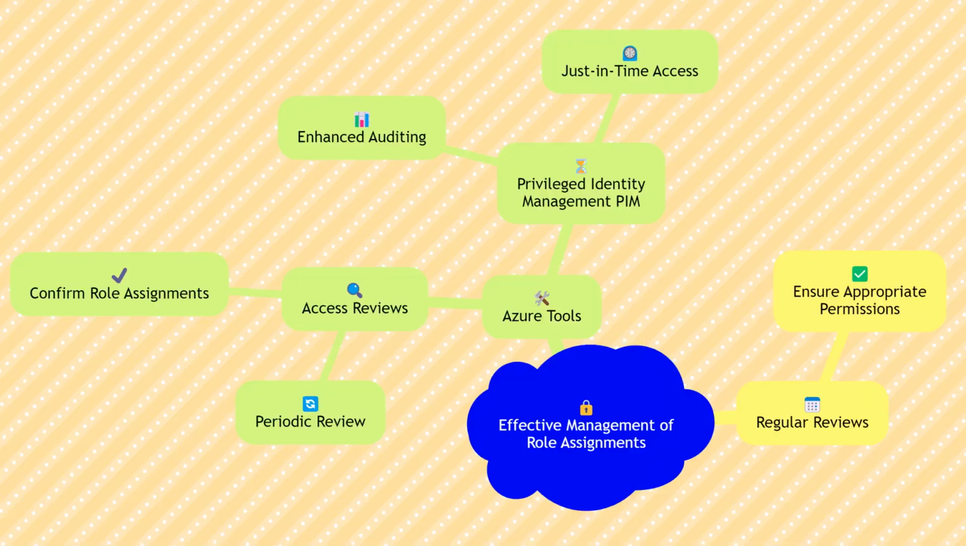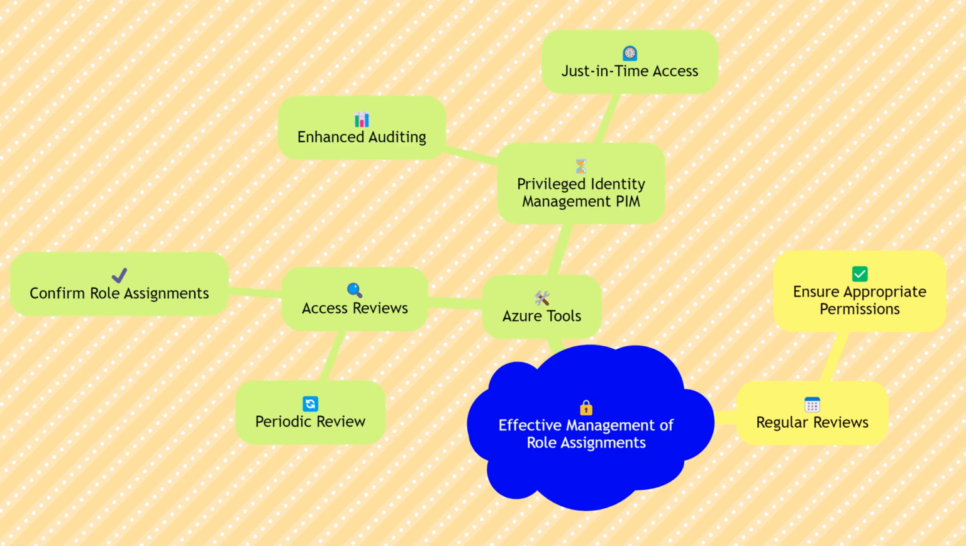Effective management of role assignments involves regular reviews and audits to ensure that permissions are still appropriate. Azure provides tools like access reviews and privileged identity management, PIM, to help with this process. Access reviews allow you to periodically review and confirm role assignments, while PIM provides just-in-time access and enhanced auditing capabilities for privileged roles.